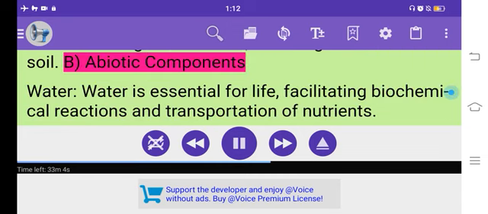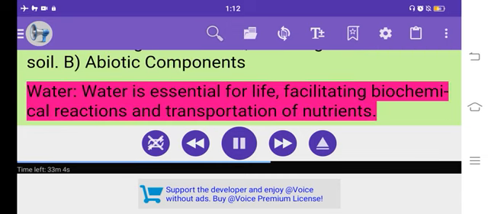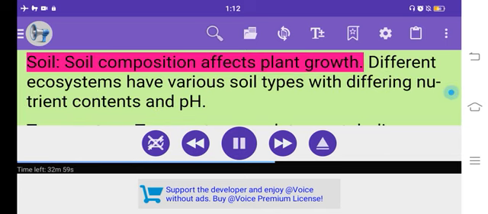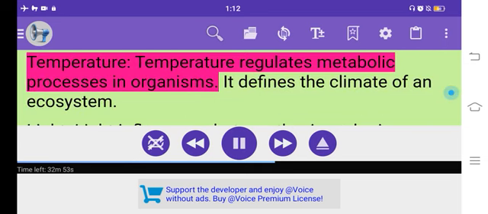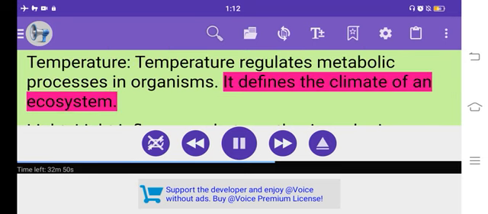B. Abiotic components. Water. Water is essential for life, facilitating biochemical reactions and transportation of nutrients. Soil. Soil composition affects plant growth. Different ecosystems have various soil types with differing nutrient contents and pH. Temperature. Temperature regulates metabolic processes in organisms. It defines the climate of an ecosystem.